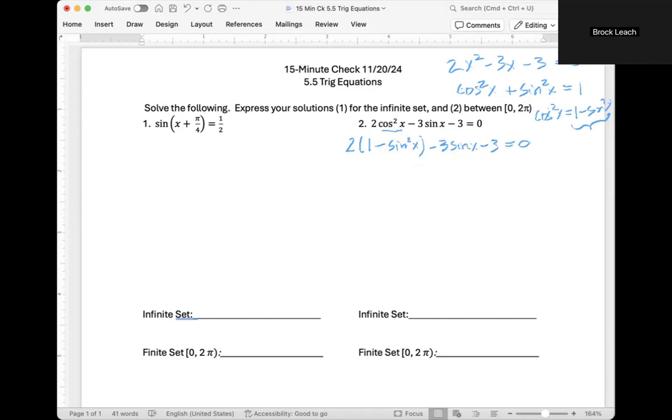And then simplify it down. We need to distribute this to both parts. So now I have 2 minus sine squared x minus 3 sine x minus 3. And then combine any terms that are alike. I can combine the 2 and the minus 3. That leaves me with negative sine squared x minus 3 sine x. Negative 3 and positive 2 become minus 1, equaling 0. Did I do everything right there?